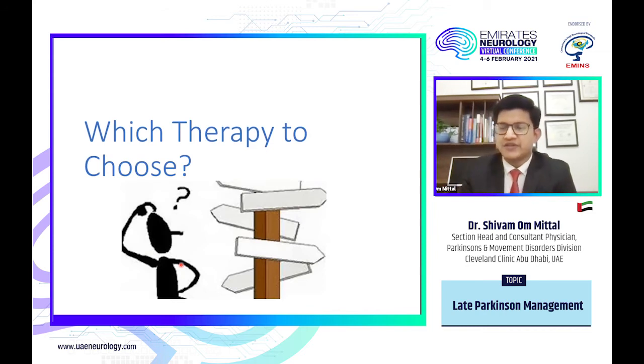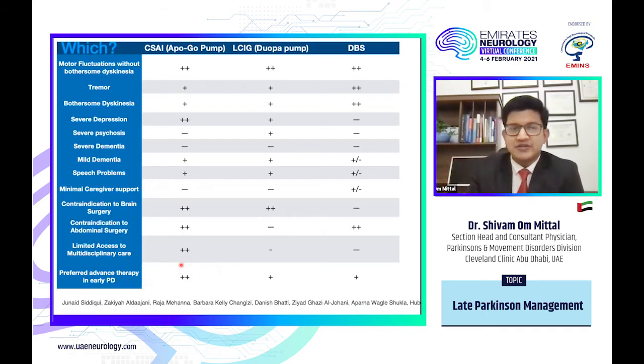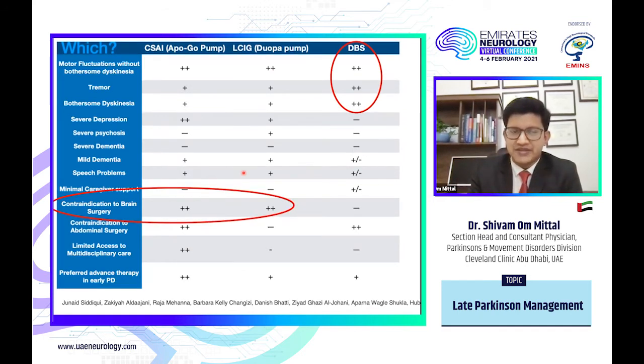Now the question is which therapy you should choose for our patient. So if we have a younger patient who has a lot of tremor, a lot of motor fluctuations, dyskinesias, the best option will be DBS. If the patient has depression, psychosis, mild dementia, then you start thinking about levodopa pump or the apomorphine pump. If the patient has contraindications for brain surgery, definitely you have to think about the pump therapies.